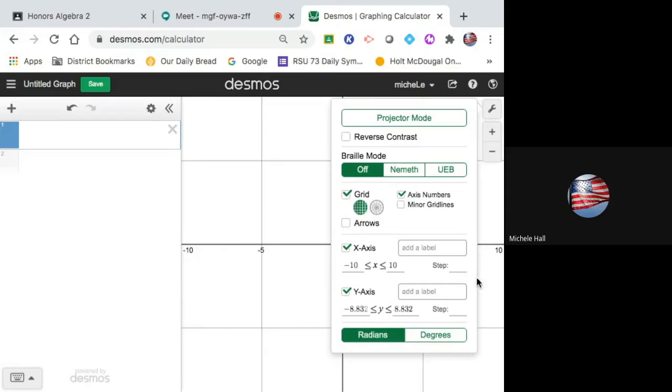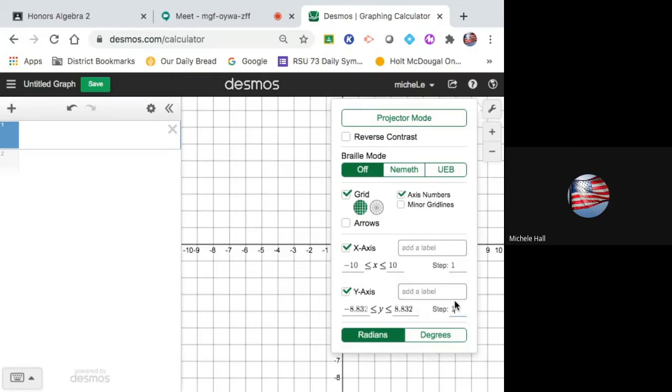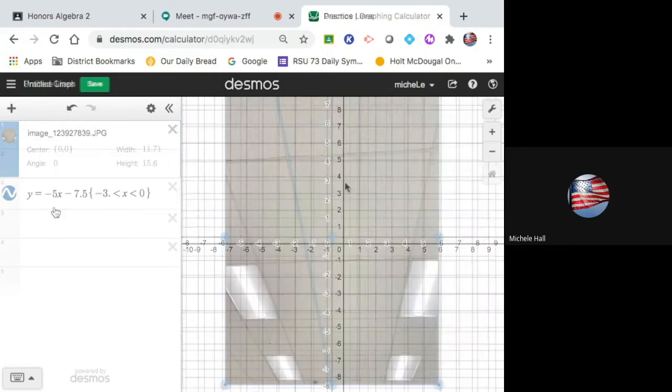on, and I like my steps going by 1. Some students had an issue with trying to restrict their domain and range because their numbers were so big they didn't realize how far out they actually were.